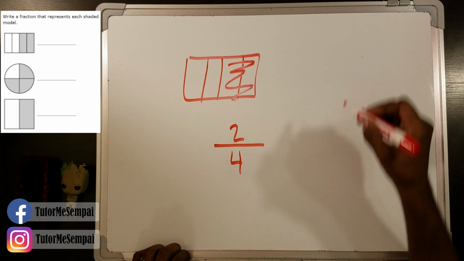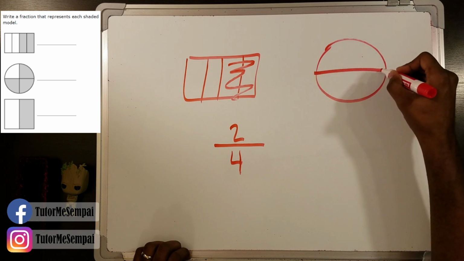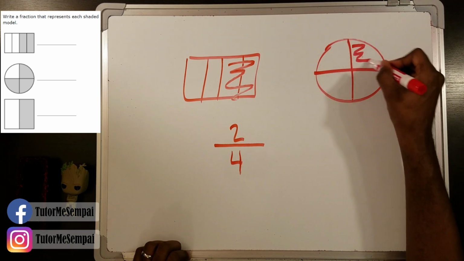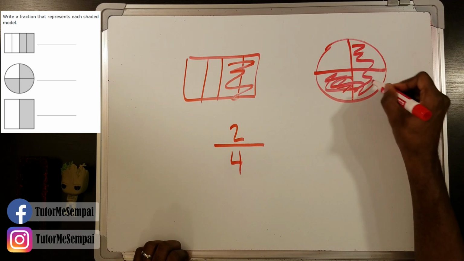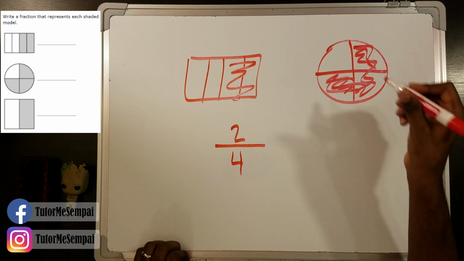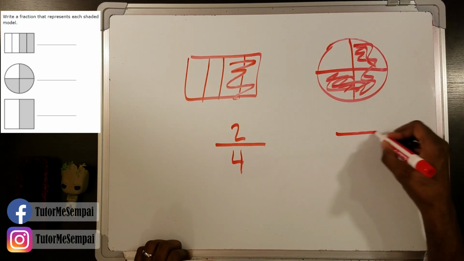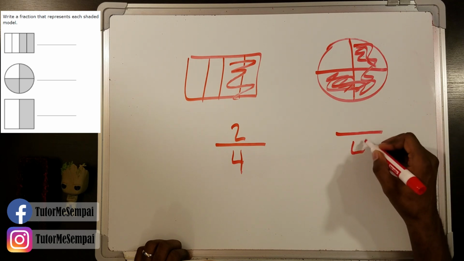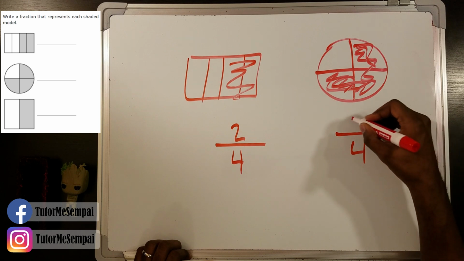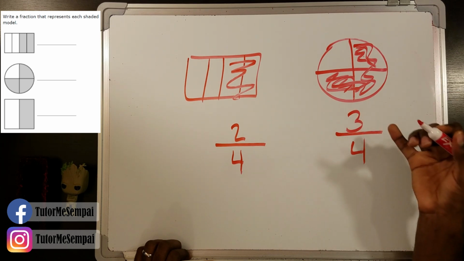How about our circle? That's broken into 4 parts as well, right? And how many of those are shaded? We got these 3 here. So if we wanted to write a fraction, well, yeah, we only have one circle, but how many parts do we have? That's going to be our denominator. 4 parts to the circle. And how many of them are shaded? 3 of them are shaded. So our fraction for this one will be 3 over 4.